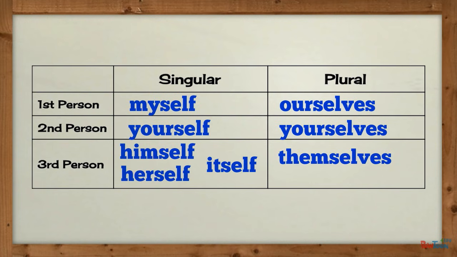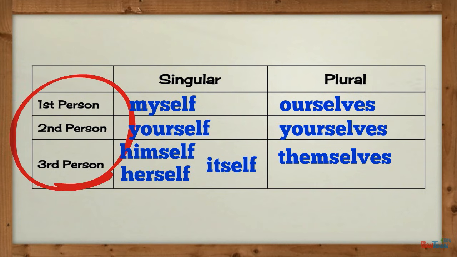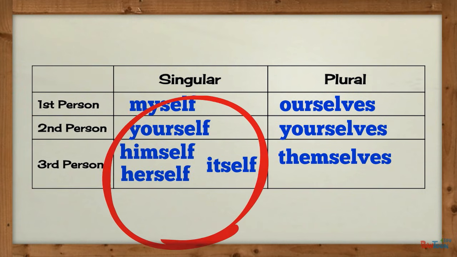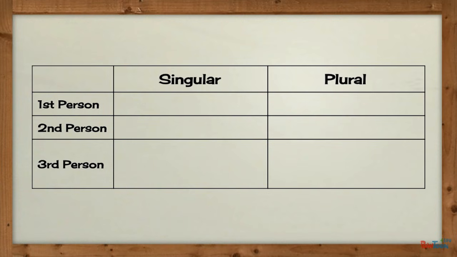Just like with personal and possessive pronouns, reflexive and intensive pronouns need to agree in number, singular or plural, person, first, second, or third, and gender, male, female, or neutral.